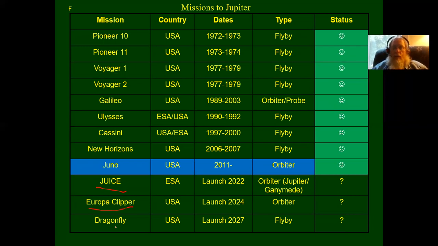Dragonfly is a mission to Saturn's moon Titan. The plan is to fly by Jupiter on the way there.